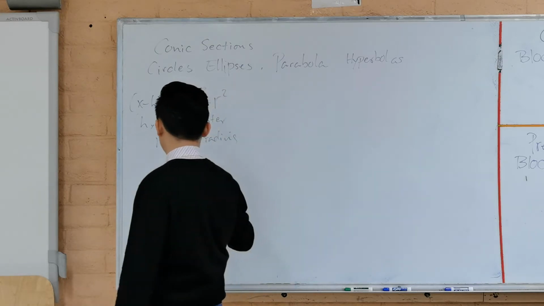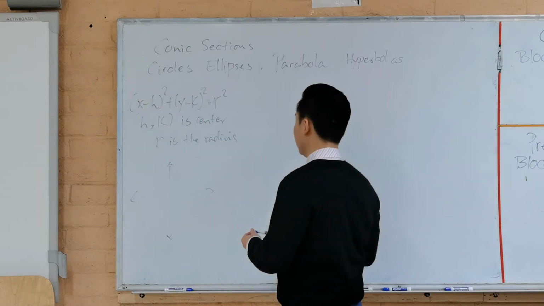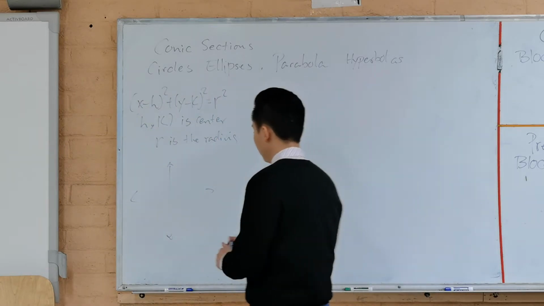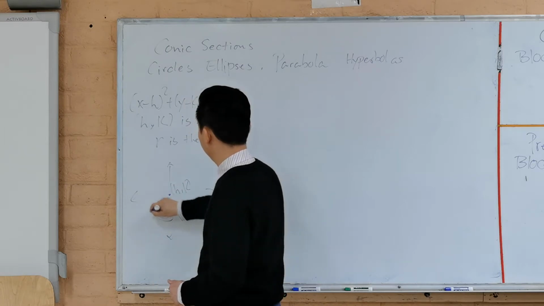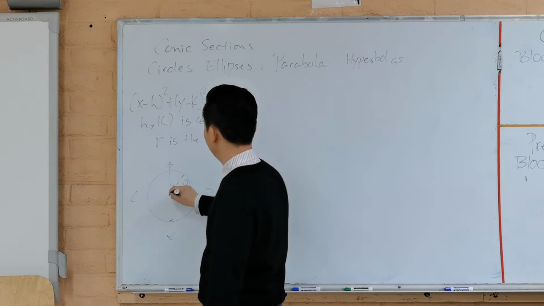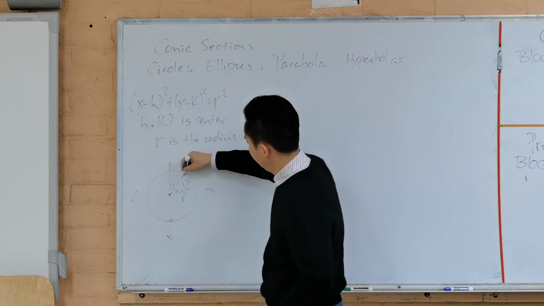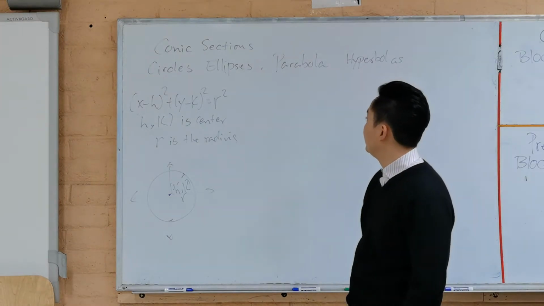So let's say we do have a circle. Okay. So h and k, that's the center. And the radius, well, it's always from the center to any point on the circle. Okay. And now, what about the ellipse?